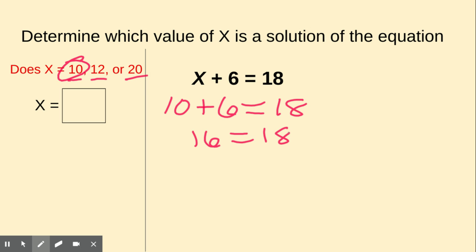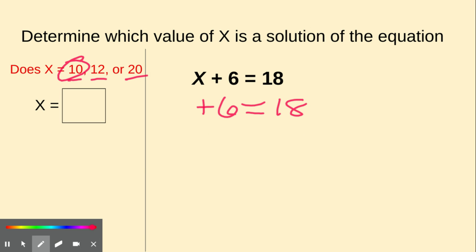Is 16 equal to 18? Are they both the same? No. So we know that x does not equal 10. So now let's try 12 for x. So we're going to plug in 12 for x.